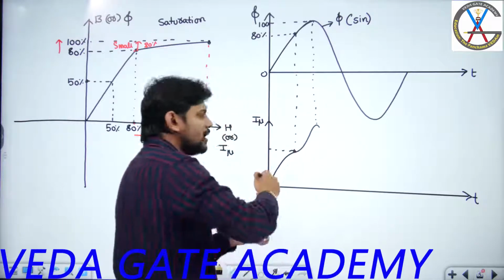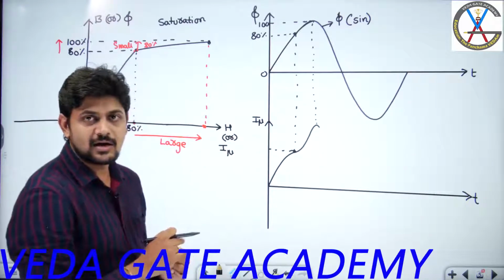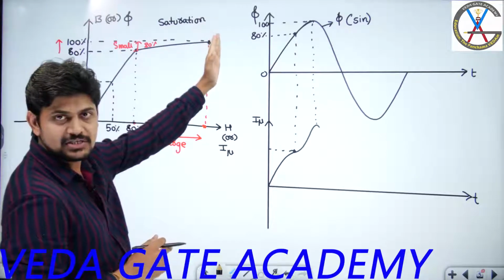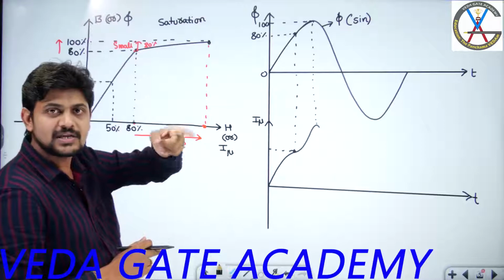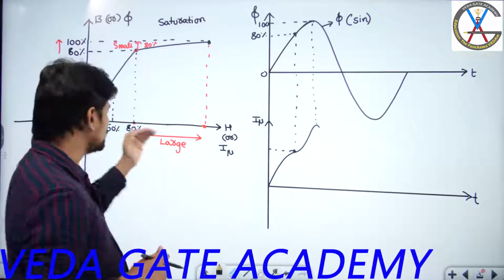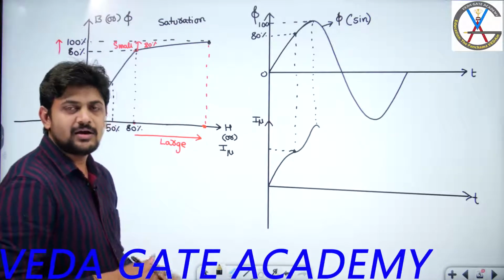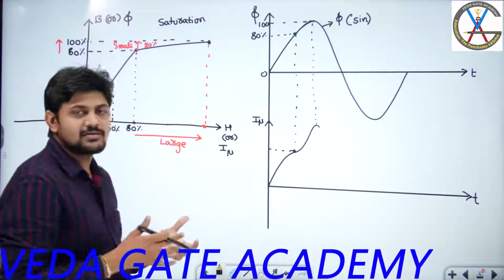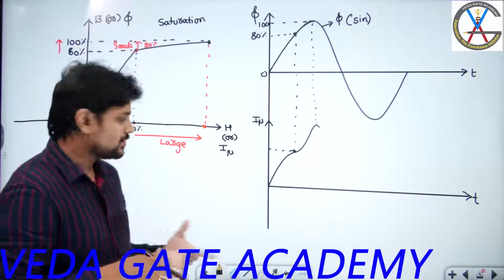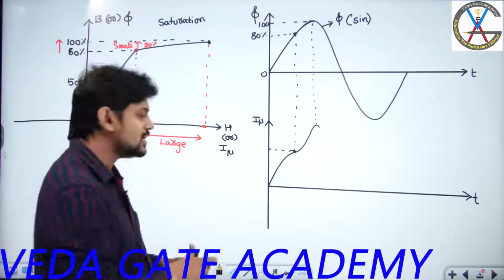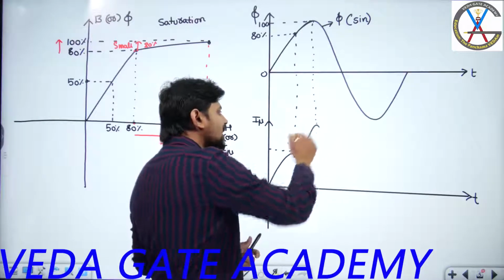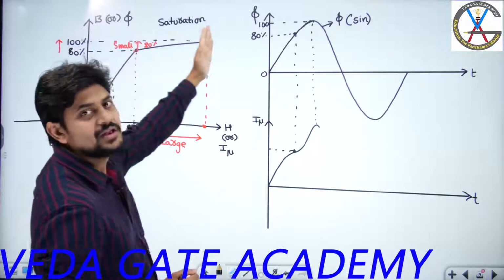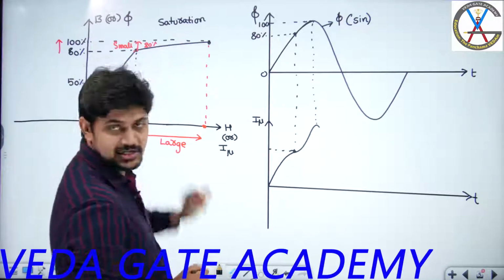Why are you going to find a sharp spike in the magnetizing current? Because once my transformer core enters the saturation region, the rate of increment of flux is very, very small compared to the rate of increment of magnetizing current. In order to increase a small percentage of flux, the magnetizing current required will be very large. That is the reason you will find a sharp spike after this region, that means after the linear region. It is entering into the non-linear or saturation region.